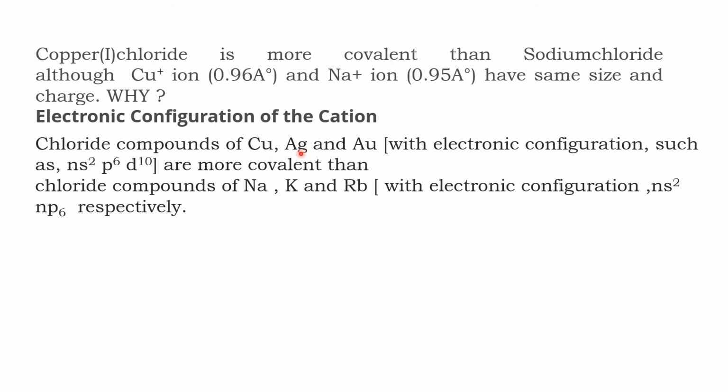The same question will come. Ag, silver, AgCl and potassium chloride. Gold chloride and rubidium chloride. Gold and rubidium have the same size. Silver and potassium have the same size. Copper and sodium have the same size. But the only difference between copper, silver, gold and sodium, potassium, rubidium is that copper, silver and gold have a pseudo noble gas configuration, that is ns2 np6 (n-1)d10 configuration, while sodium, potassium and rubidium have a noble gas configuration. Got it? Take down. See the next question.